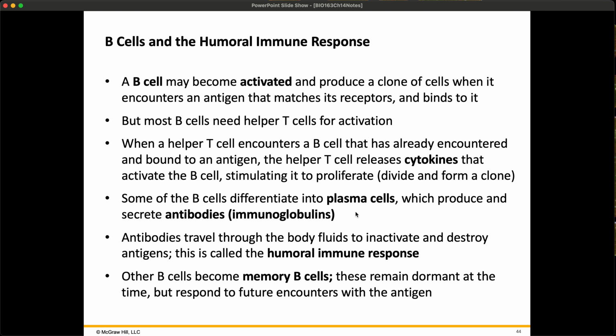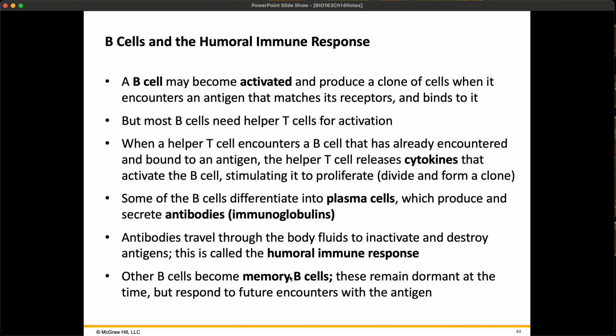Some of the B cells become plasma cells, and those eventually are what produce antibodies. So B cells don't produce antibodies. B cells turn into plasma cells, and then plasma cells produce antibodies. Antibodies are immunoglobulins. Globulin as in those plasma proteins, immuno for the immune response, your Igs, right? Antibodies travel through the body fluids to destroy and attack antigens on the pathogen surface. So that's why they call it the humoral immune response.